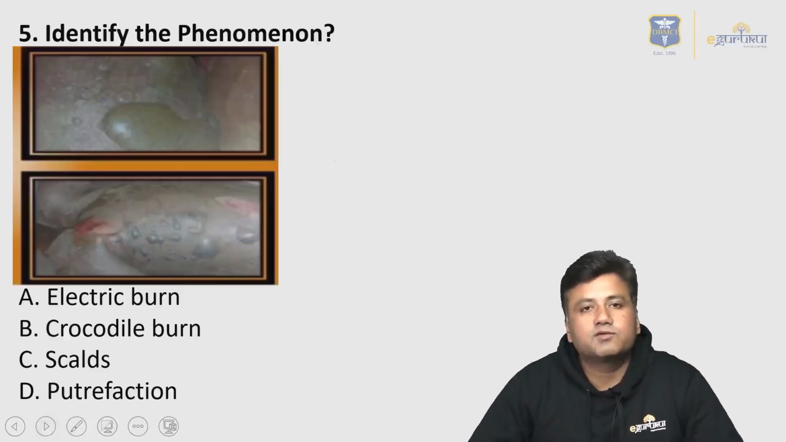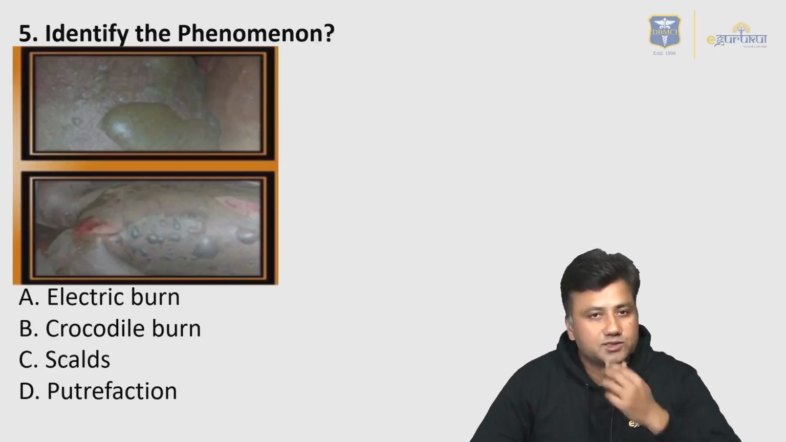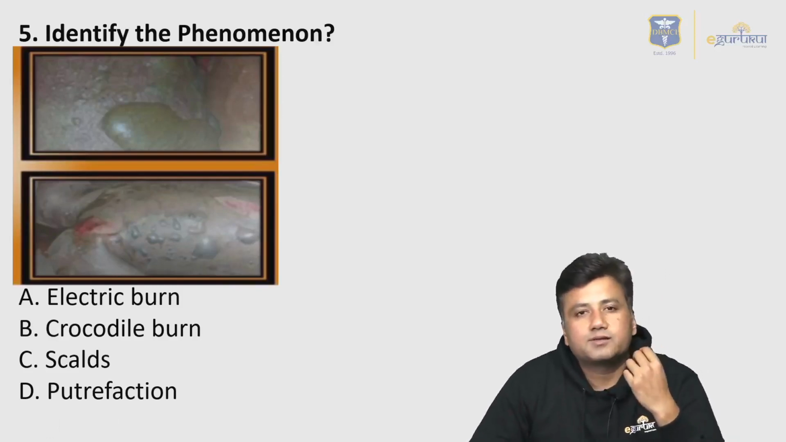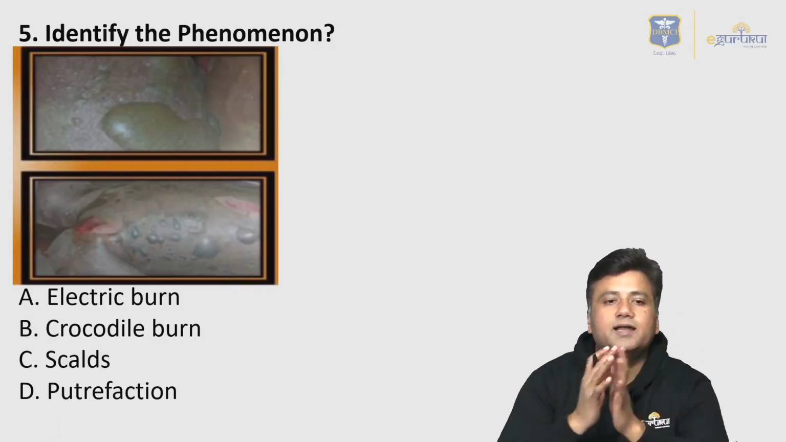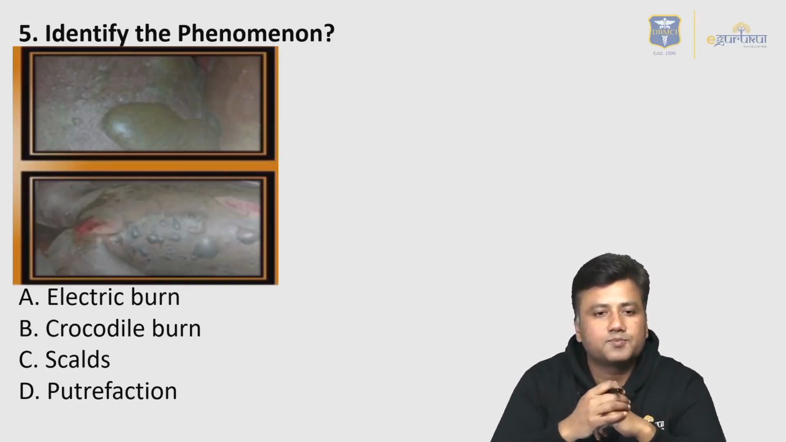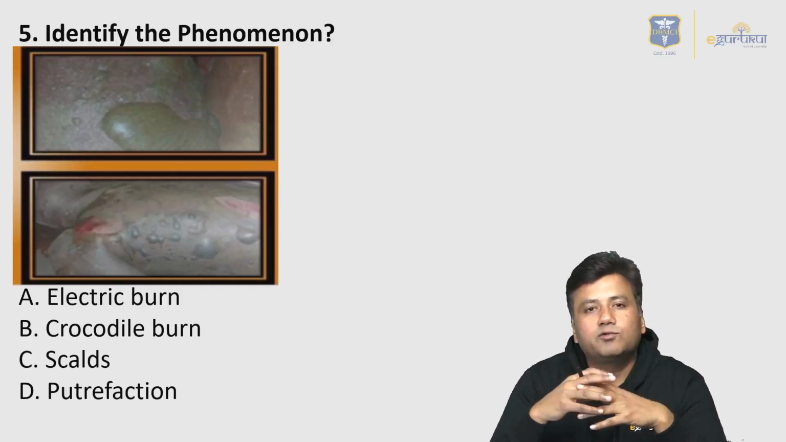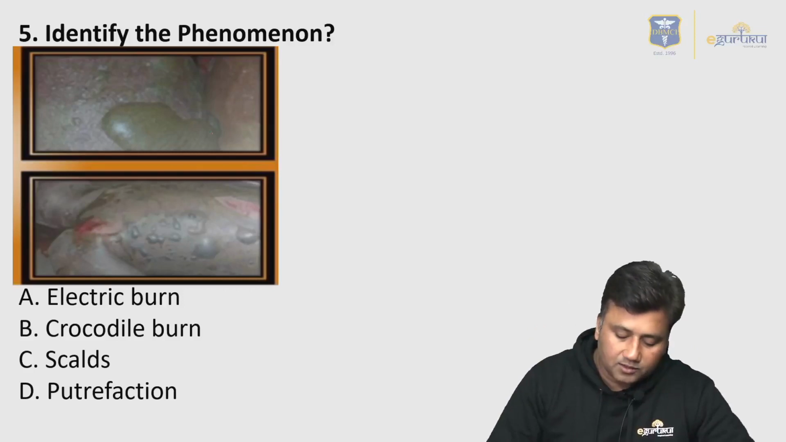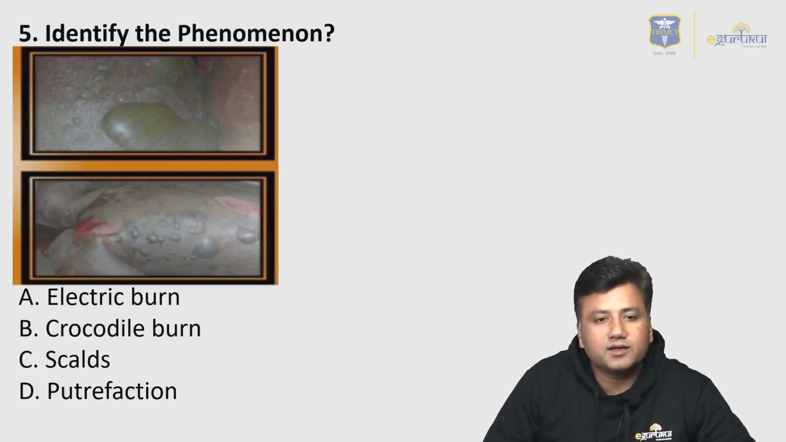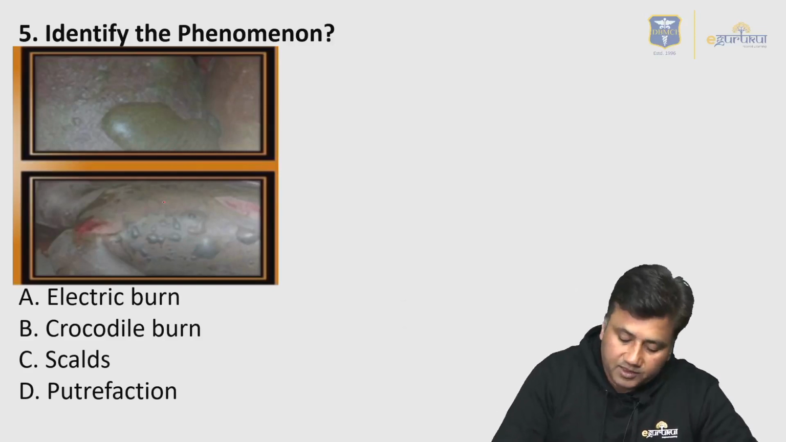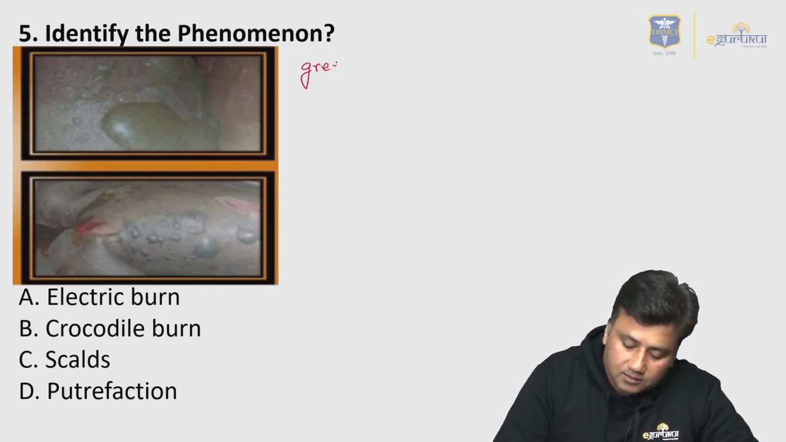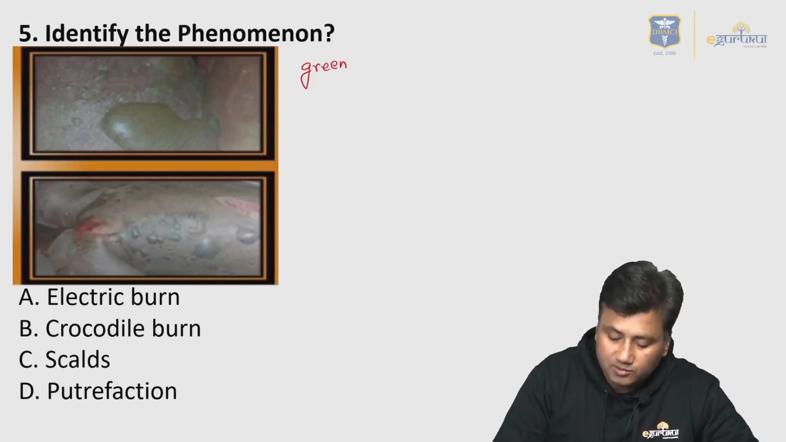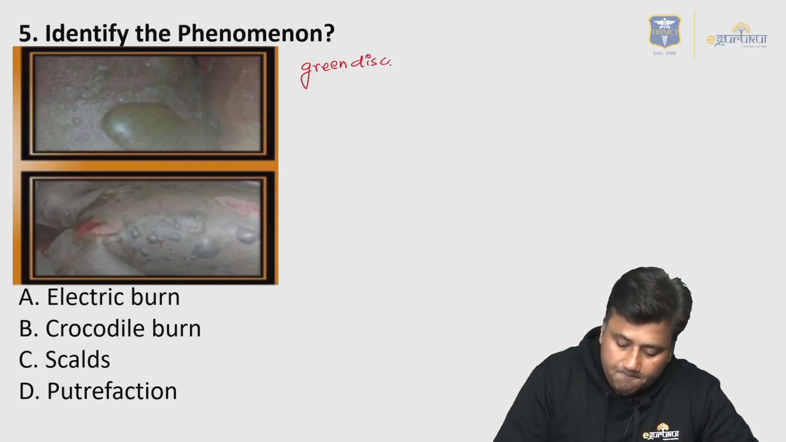Let us move to our question number 5. Again, it is a picture based question where the picture has been shown, and the question is identify the phenomenon. In this picture, we can see a photograph of a body which has certain discoloration onto the body. If you look closely, we can see green discoloration on the body. What else we can see?